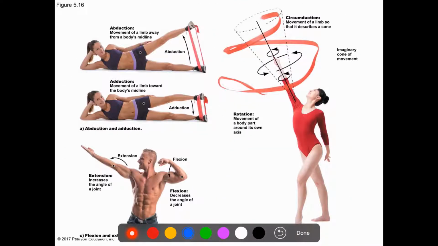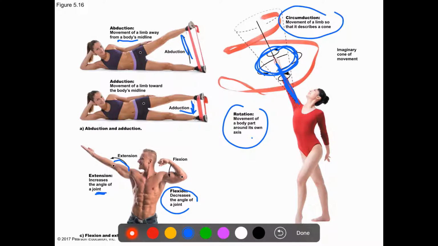Now, these joints can perform different movements. For example, abduction, when we are separating the limbs, or adduction, when we are adding them, or extension, when we are increasing the angle of the joint, or flexion, when we are decreasing the angle of the joint. Also, we have the rotation, when we are moving a joint in a circular movement around its axis. So this is a rotation. We have circumduction, movement of a limb so that it describes a cone.